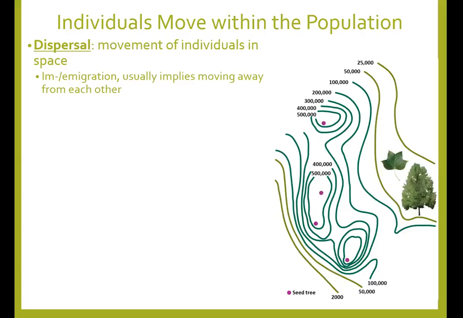As I said, the only math that I'm going to have you do is going to use birth rates and death rates. It is not going to be looking at immigration and emigration. But it is important to know that those are 2 very important factors in determining population size. Ultimately, in many species, individuals move within the population. One way that happens is called dispersal. Immigration and emigration usually imply moving away from each other. And this can be done in a variety of organisms.